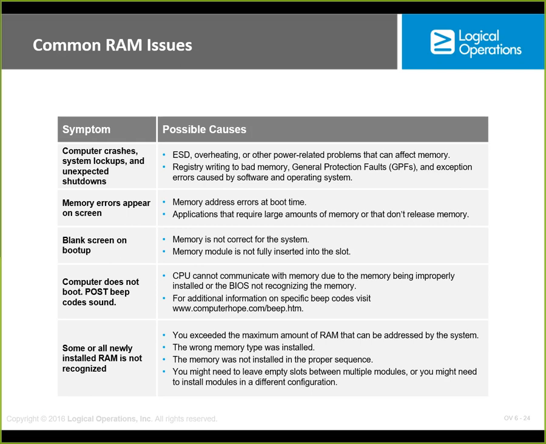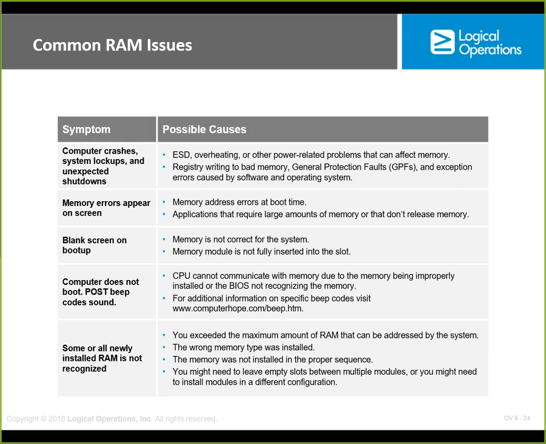Common RAM issues: computer crashes, system lockups, unexpected shutdowns. ESD, electrostatic discharge, overheating, or other power problems can do that. Registry writing to bad memory, general fault protections, all can cause that. Overheating probably is the one that we would probably see the most. Memory errors on the screen. Memory address errors at boot time. Applications that require large amounts of memory and don't release memory.